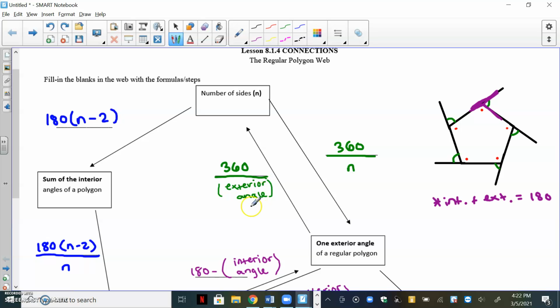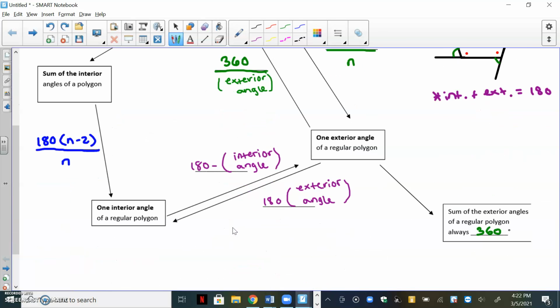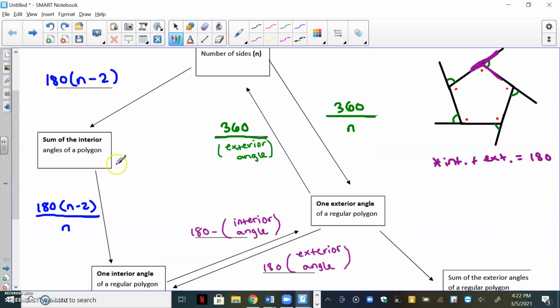So now that we have all of our formulas filled out, we can go ahead and get some practice using this to solve problems. Make sure you have this written down somewhere, or make sure you have easy access to this.